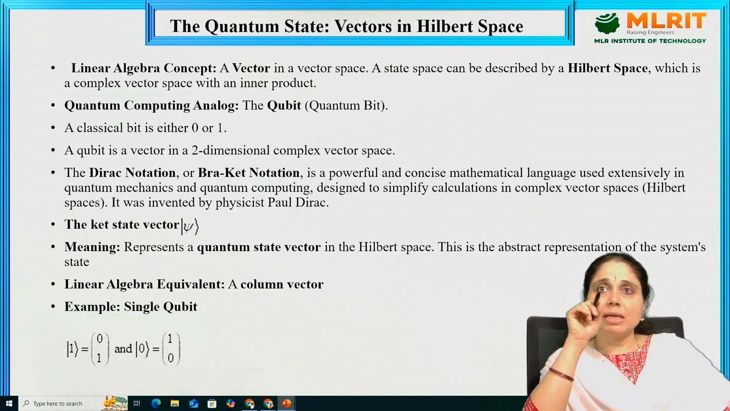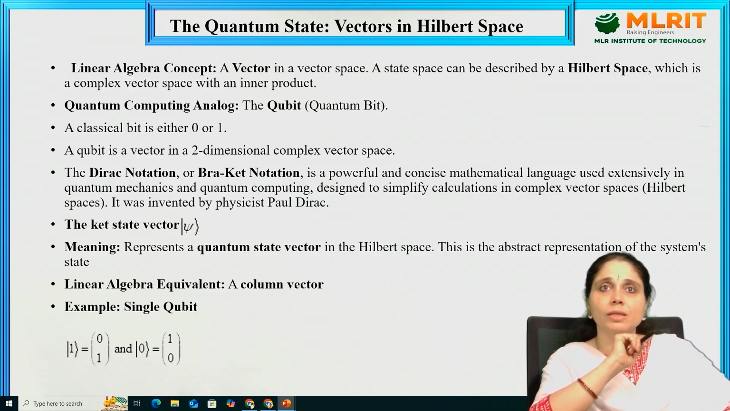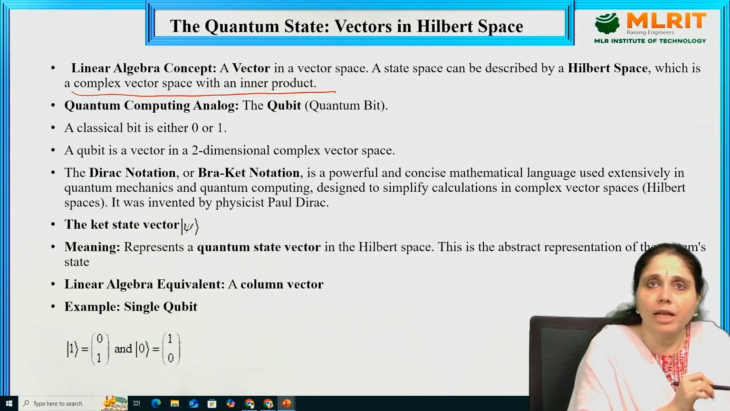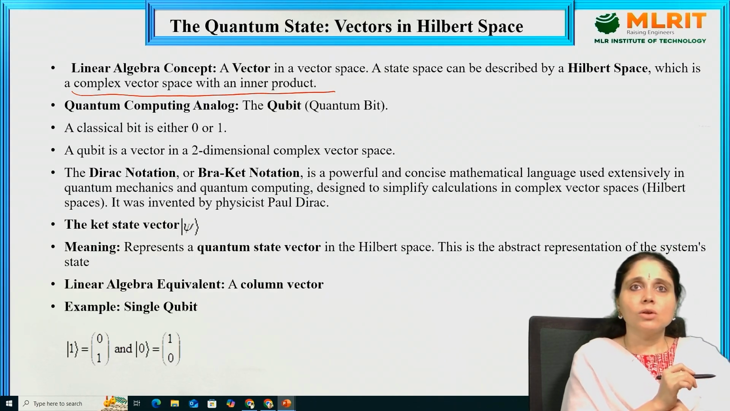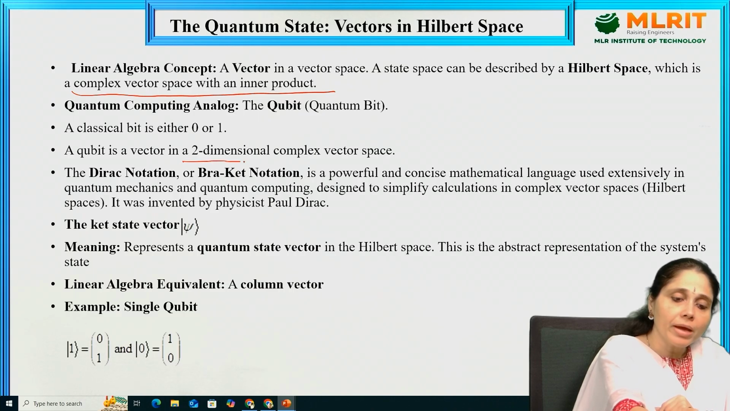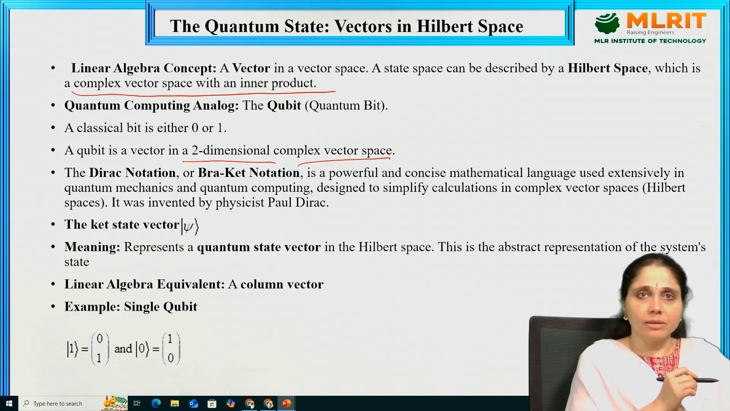A state space can be described by Hilbert space, which is a complex vector space with an inner product. Okay, Hilbert space is a complex vector space with an inner product. Now the quantum computing analog: the qubit, or quantum bit. A classical bit is either 0 or 1. The qubit is a vector in a two-dimensional complex vector space. So what is a qubit? It is a two-dimensional complex vector space. Then the Dirac notation, or bracket notation.